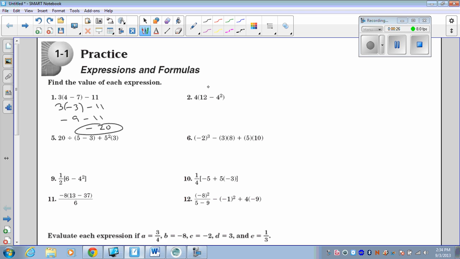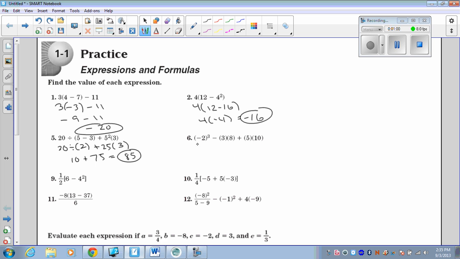Alright, over here, exponents first, that's 16. 12 minus 16 is negative 4 equals negative 16. Alright, over here, parentheses, got your exponent. Alright, multiplication and division you can do at the same time. That's 10, that's 75, so the final answer is 85.